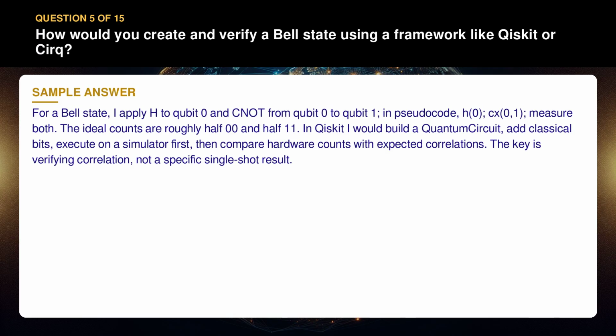In Qiskit, I would build a quantum circuit, add classical bits, execute on a simulator first, then compare hardware counts with expected correlations. The key is verifying correlation, not a specific single-shot result.